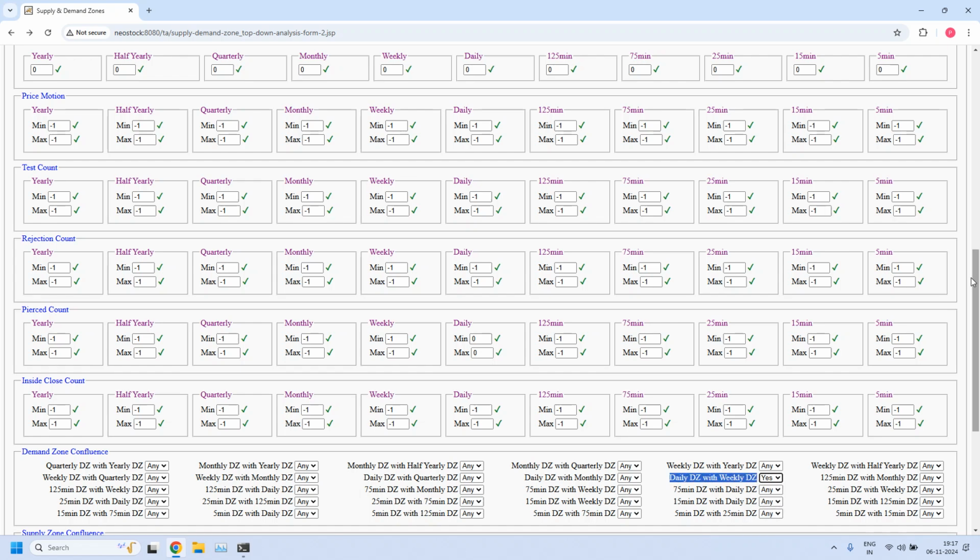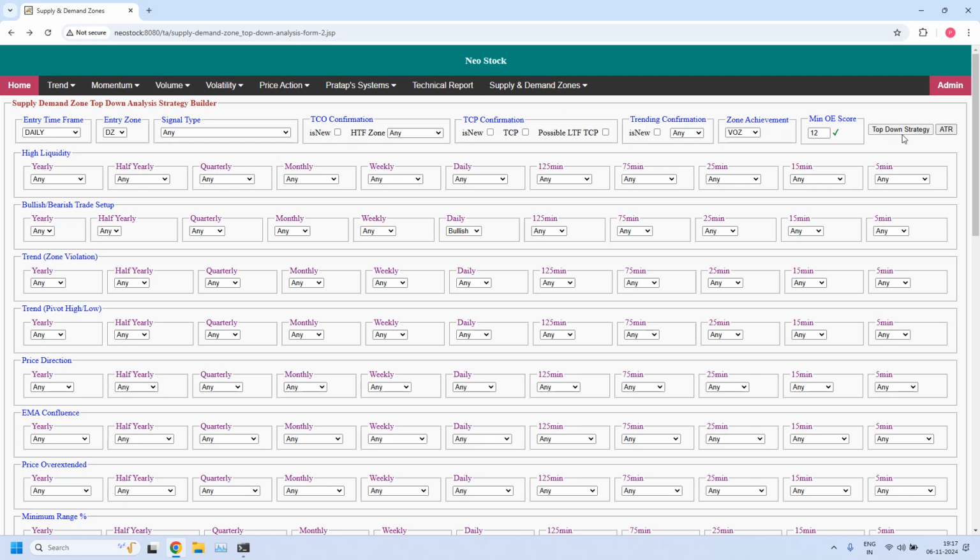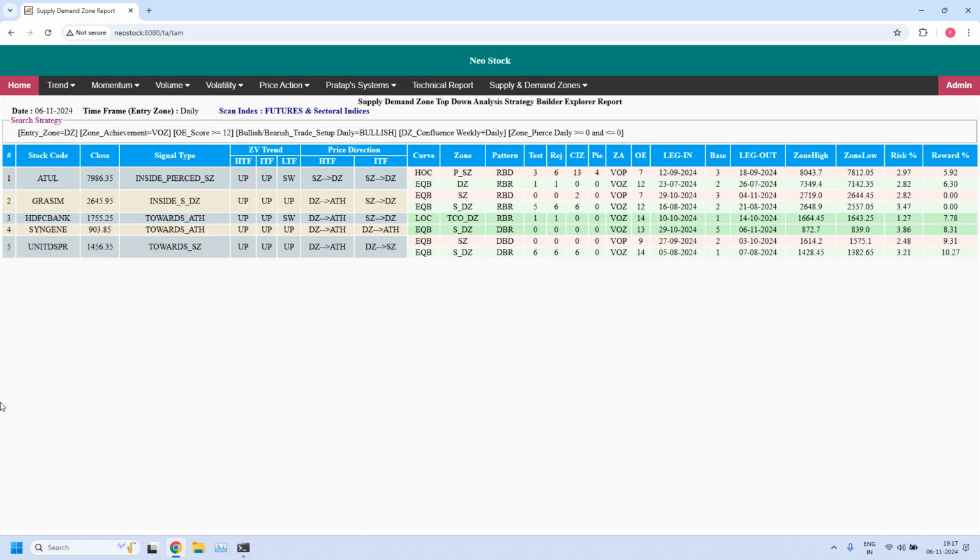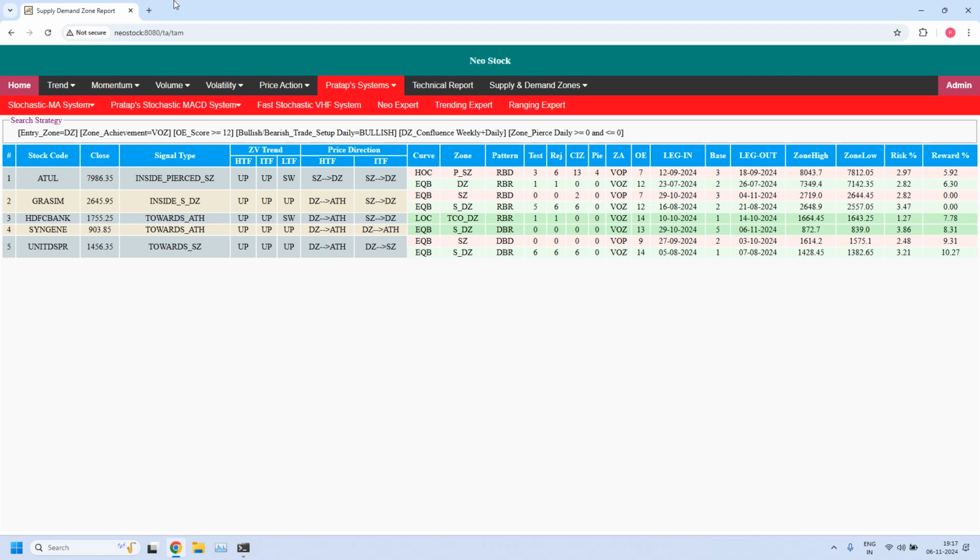With the demand zone confluence filter enabled, we got 5 stocks. These 5 are high probability setup supported stocks because the daily zones, the entry time frame demand zones, are part of the weekly demand zone, and the weekly trend is an uptrend. If weekly demand zones are having weekly EMA confluence, they are even more high probability setups.